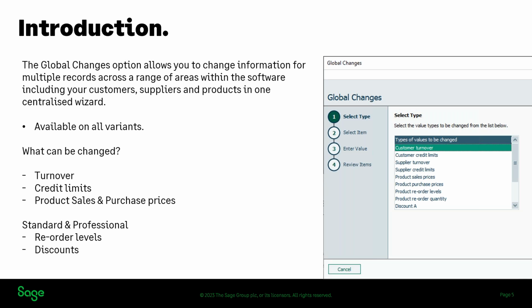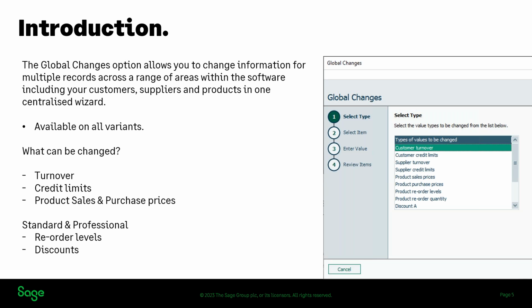Sometimes you may want to make changes to records. The global changes option allows you to change information for multiple records across a range of areas within the software. This includes your customers, your suppliers and products, but it's in one centralized wizard, which you can see as per my example on the right hand side there.